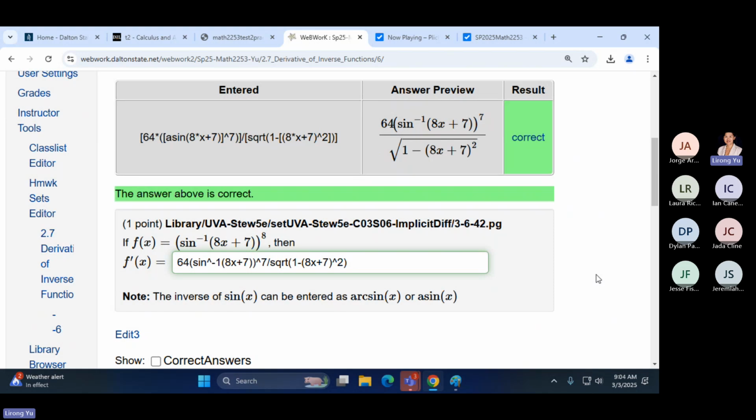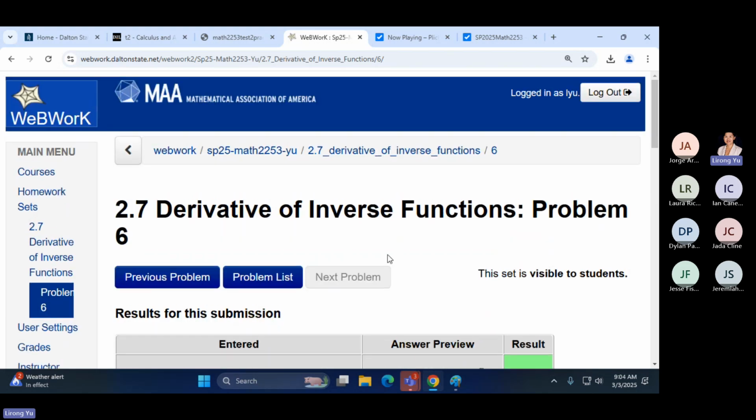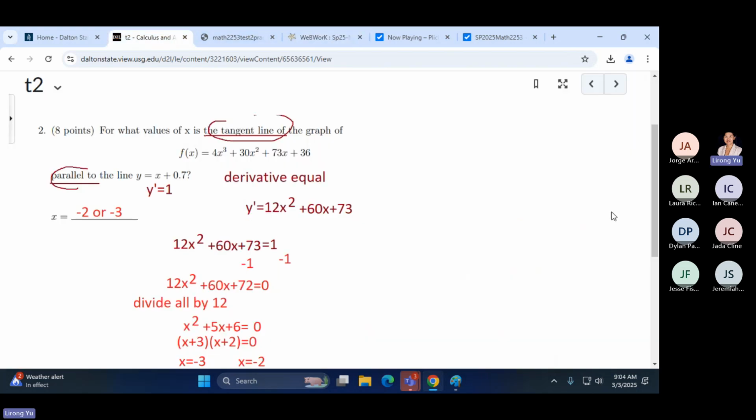Then the inside function is 8x plus 7, and the derivative of 8x plus 7 is 8. That's why we have the 64. 64 is actually a multiplication of 8 and 8: 8 from that one and 8 from this one. So that's the one that we practiced before together. Any other questions? Either one of these two might be used for the test with the numbers changed. Okay, so that's number 2.